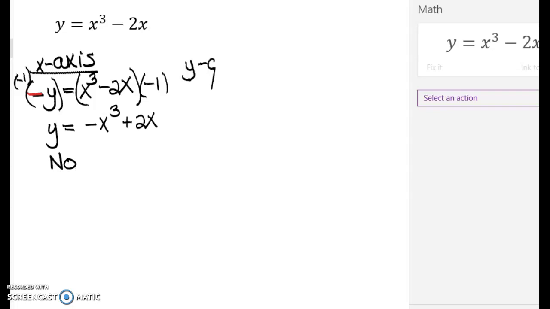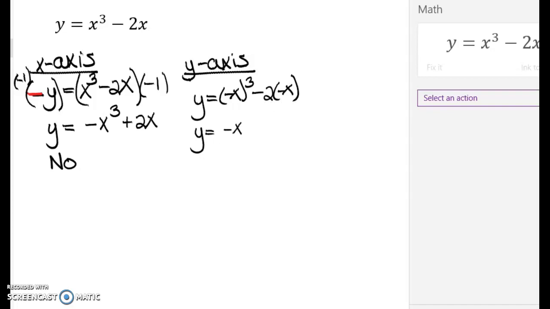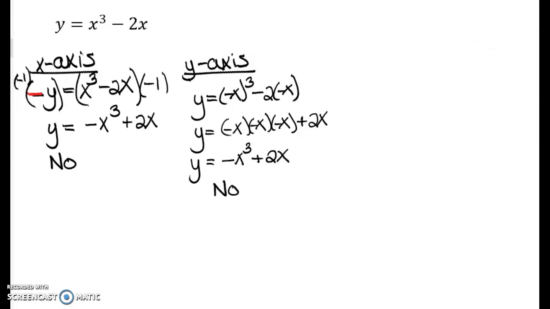Let's try for y-axis symmetry. This requires a little bit more work. We're going to replace x with negative x. Now when you cube something, let me show you this in between step. We are multiplying it 3 times. That's going to become a positive 2x, negative 2 times negative x, cubed. We're multiplying it 3 times, and negative times a negative is positive, times another negative is negative. So we get a negative x cubed plus 2x. Again, notice not the same as the original. So this one is a no.